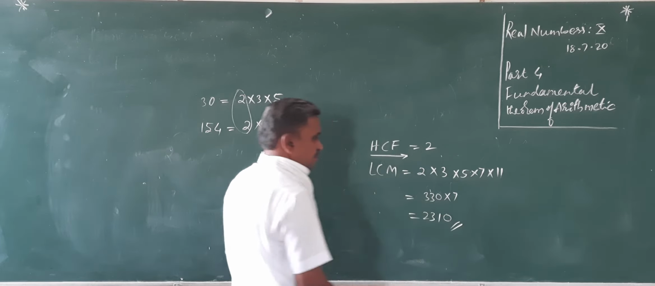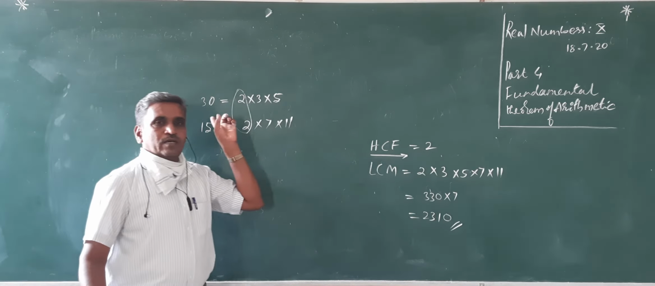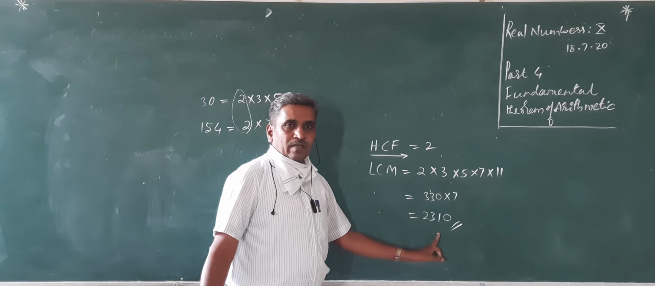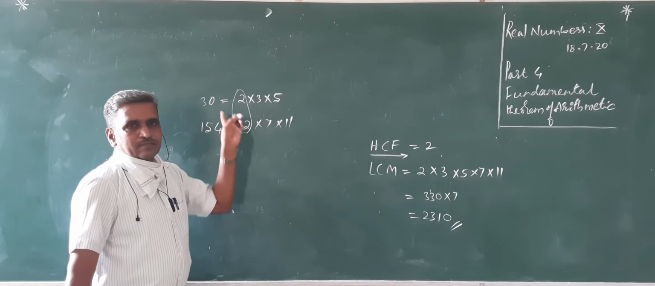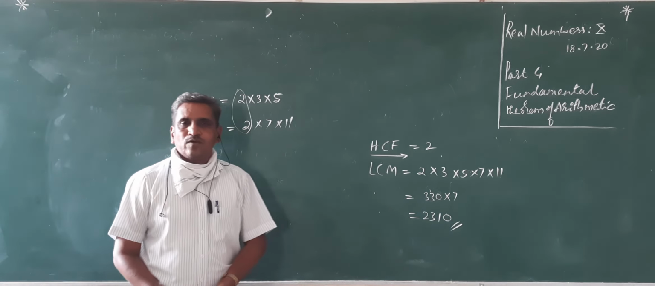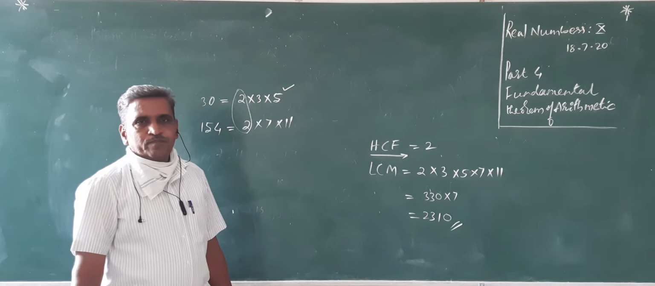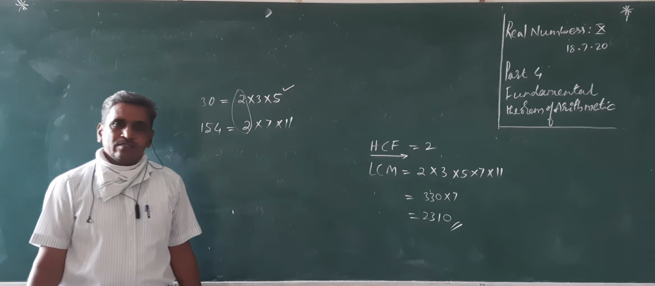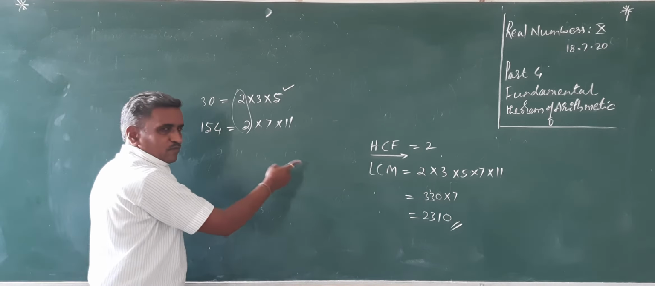2 3s are 6, 6 5s are 30, 30 into 11, 330, into 7 equals 2310. Yes, this is LCM. By this you can understand that LCM means the number which is divisible by the given numbers, the least common multiple. This is the least common multiple which is divisible by 30 and 154. So this is HCF and LCM. This is said to be expressing the product of prime numbers for composite numbers. So HCF can be found easily, LCM can be found easily.